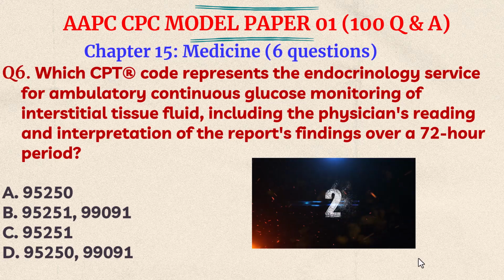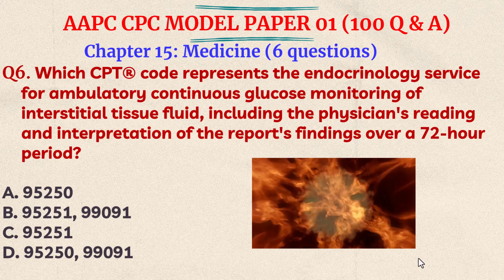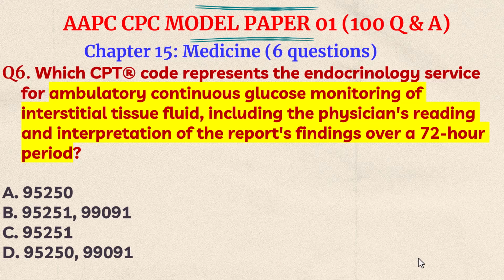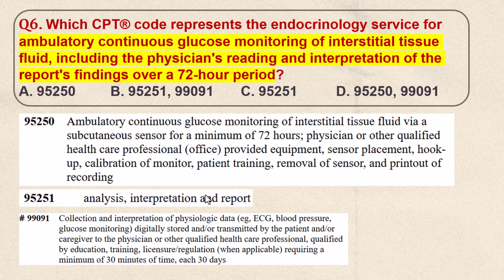3, 2, 1. In this case, you have to highlight this is the ambulatory continuous glucose monitoring of interstitial fluid, including physician reading and interpretation over 72 hours. So when you look at the answers, you can see adjacent codes are used, 95250, 51, and also 99091 codes are available. So you can use the elimination method to find the answer. So directly go to the codes.